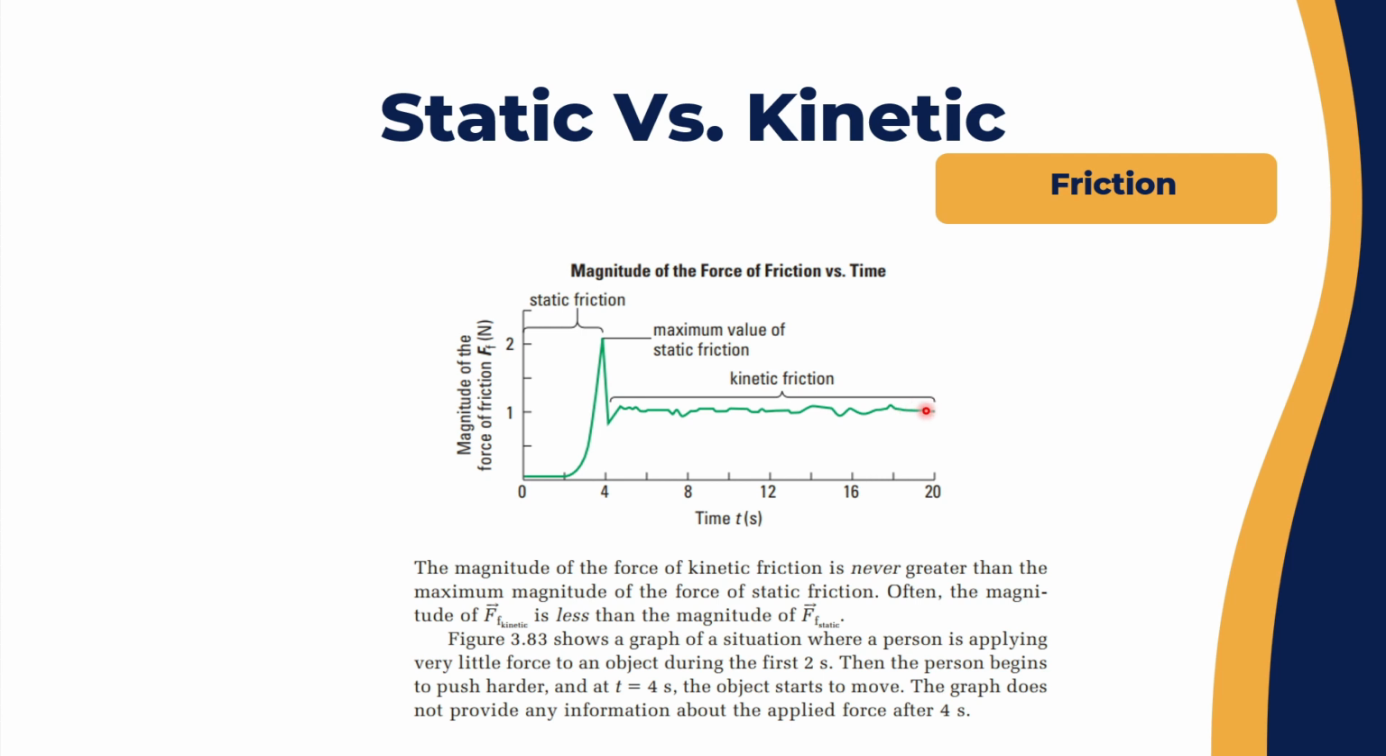It's something to mention and to keep in mind. Often the magnitude of F kinetic is less than the magnitude of F static. Of course, you need to overcome the static friction to be able to have motion, which means to have kinetic friction. So it always makes sense that the magnitude of the kinetic friction is less than the magnitude of static friction. Otherwise, the object will always be in static friction.